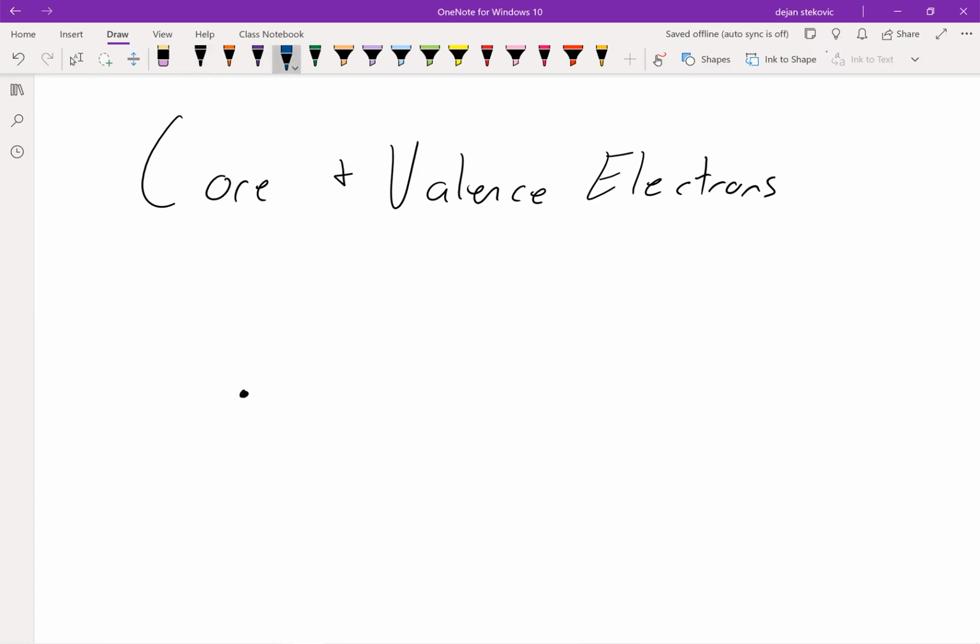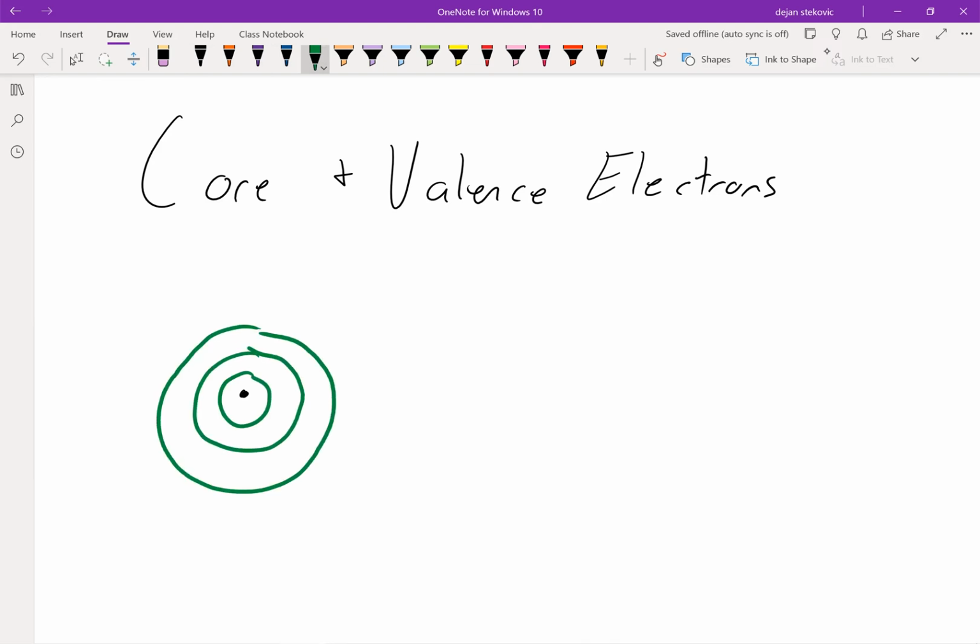So again, we've got a little nucleus, and then around this nucleus, we've got these orbitals, which we now know aren't circular in shape, but nonetheless, the analogy still works pretty well. And then these orbitals have a certain amount of electrons in them. I'm just going to draw it like that. However, not all of these electrons are really going to be interacting in chemical reactions. It's just this outermost shell that's going to be reactive, and that's what we call valence electrons.